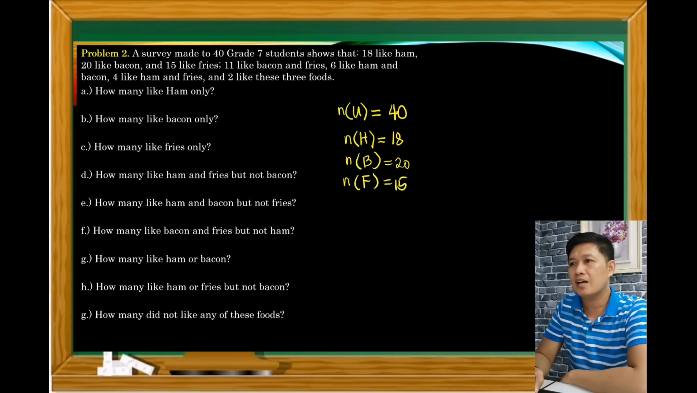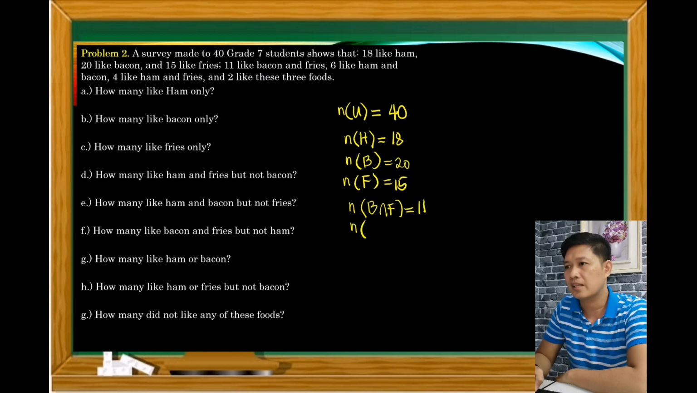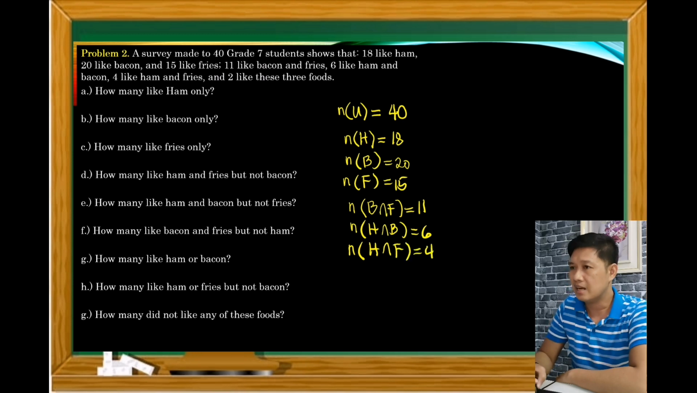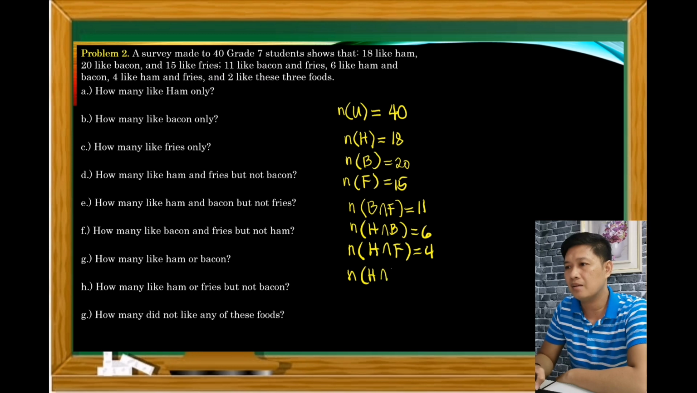Okay. Next, meron dito sinabi that 11 like bacon and fries. Again, the coordinating conjunction used is and. That means intersection. Correct. So, pwede natin i-represent yan as the number of students that like bacon and fries. So, 11. We have the number of students that like ham and bacon. Ilan yun? 6. The number of students that like ham and fries is equal to 4. At sinabi din dyan na meron tayong dalawa na may gusto ng ham and bacon and fries. So, dalawa yan.